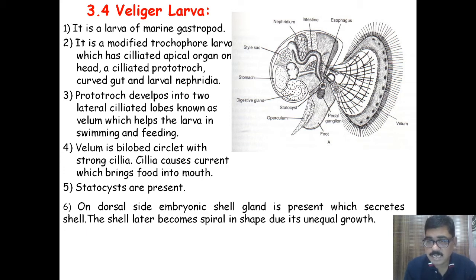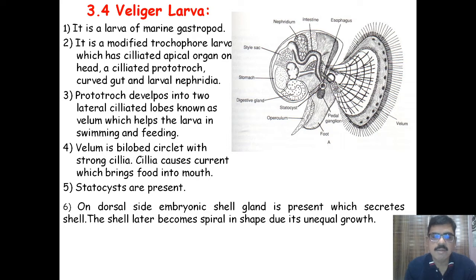The beating of the cilia brings the food towards the mouth. The velum is a bilobed structure, a bilobed circlet with strong cilia. Cilia cause a current that brings food towards the mouth. Then the statocyst is also present. On the dorsal side, the embryonic shell gland is present, and which secretes the shell.